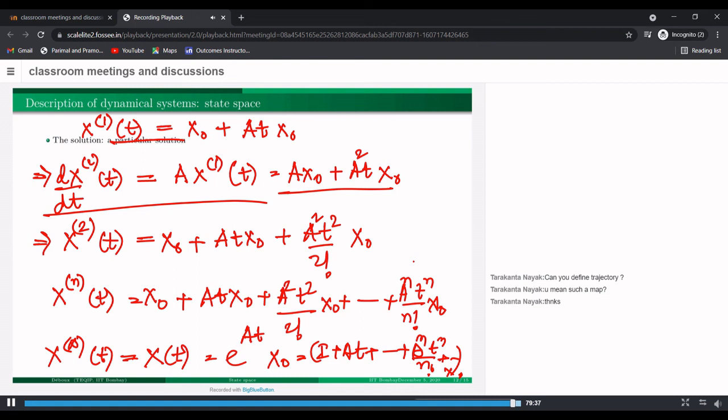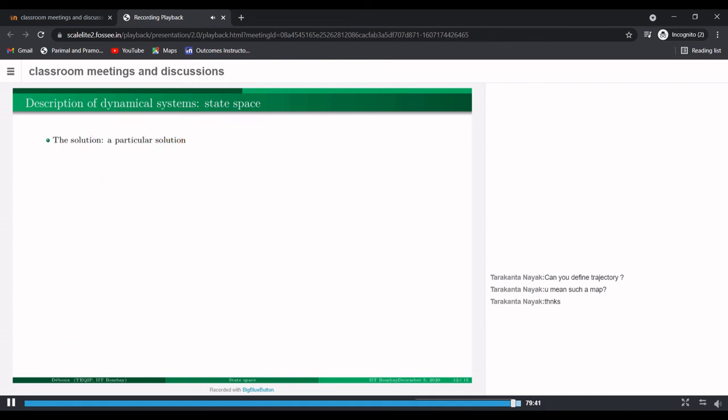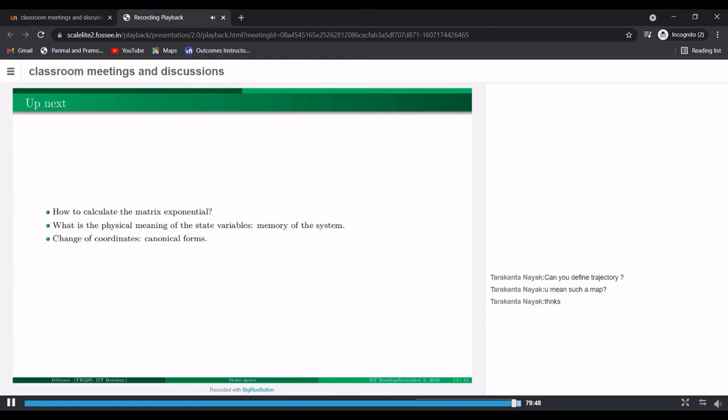We have run out of time. We're just in time. I am not going to talk about the particular solution today. Maybe we'll talk about it the next time we meet. And also, next time we'll see how we calculate this matrix exponential. What is the physical meaning of the state variable that we have created? In fact, it is called the memory of the system, right?